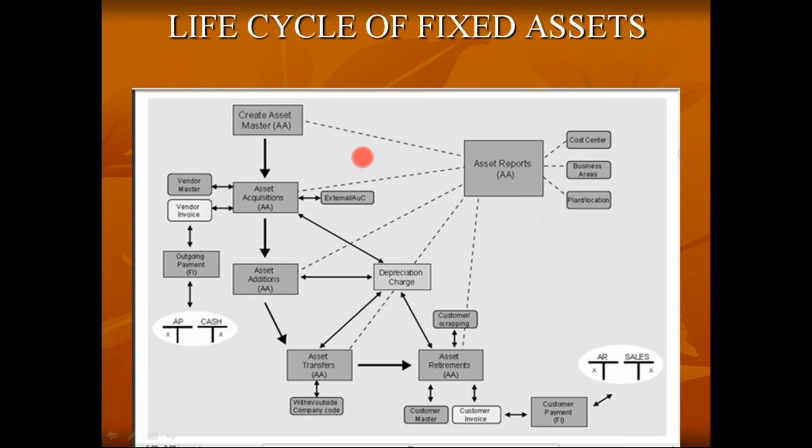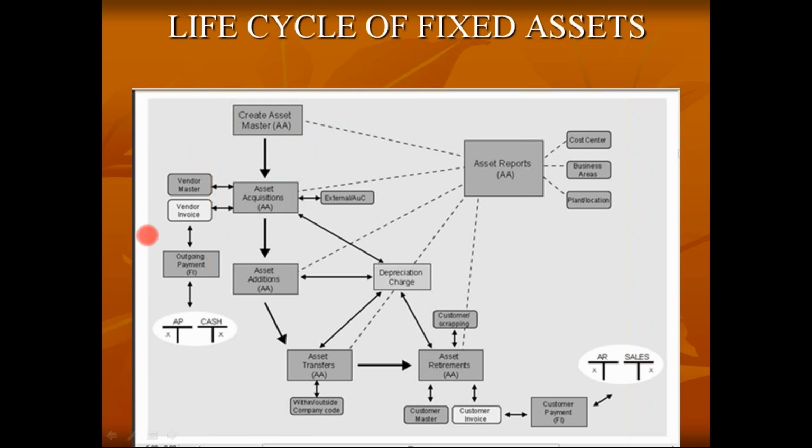Now whenever we go for the acquisition of asset, that means we are buying the asset, we'll be creating an asset master. So asset master is nothing but the list of all the individual assets. Let's say if my company is buying 10 different assets, every asset will be created under the asset master. Now when we buy the asset, we'll be buying it from a vendor.